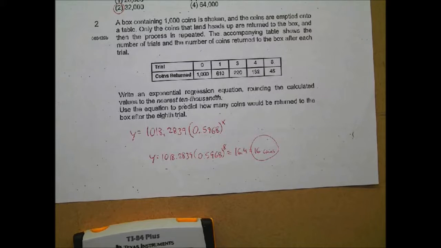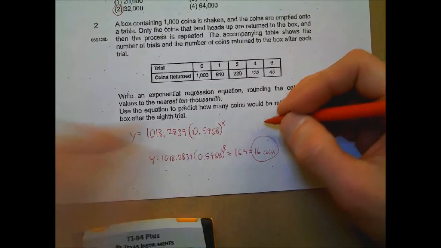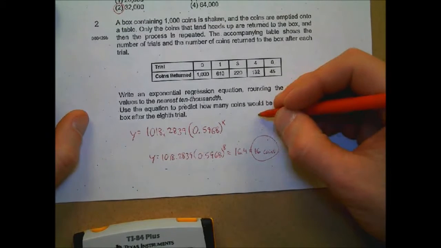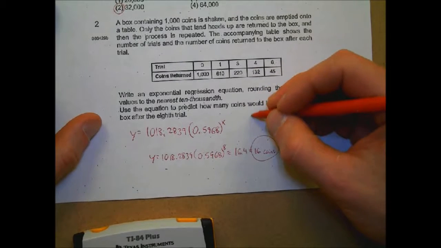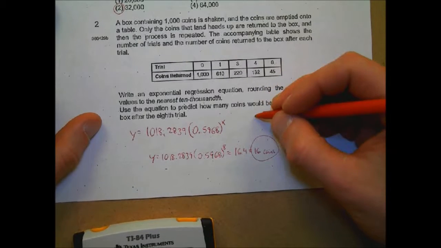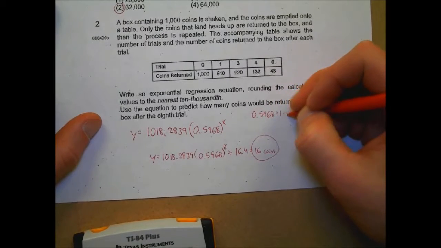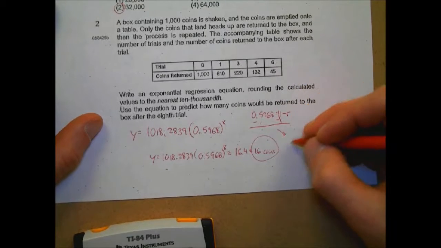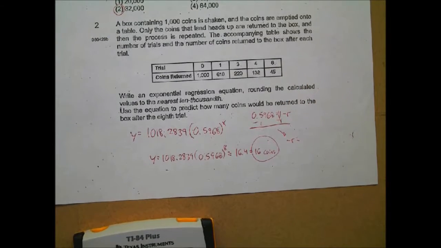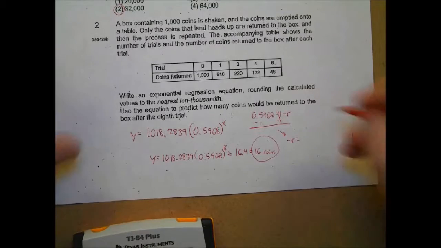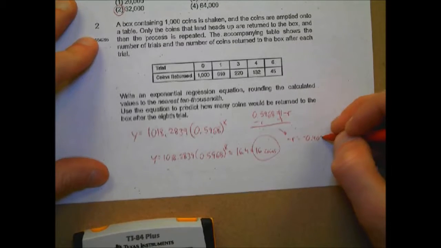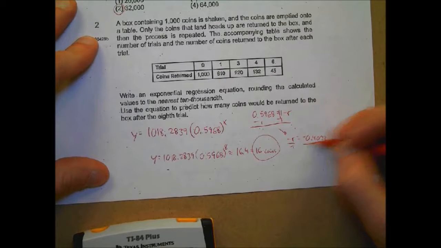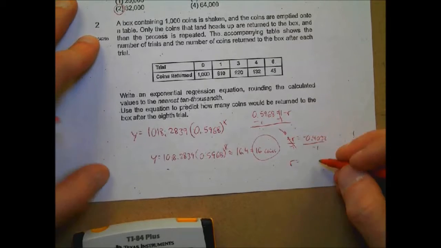Okay, so since our b value is 0.59, shh, listen up here real quick, folks. Since our b value is 0.59, and let's say exponential decay, that means the 0.5968 is equal to 1 minus r. So subtract 1 from both sides. Run out of space here. We get negative r equals negative 0.4032. And divide both sides by negative 1. We get r equals 0.4032.